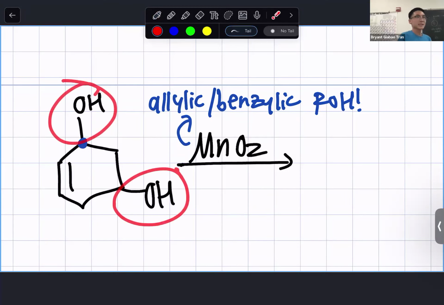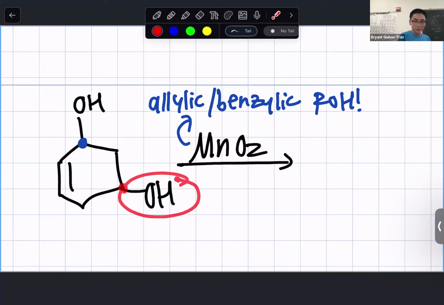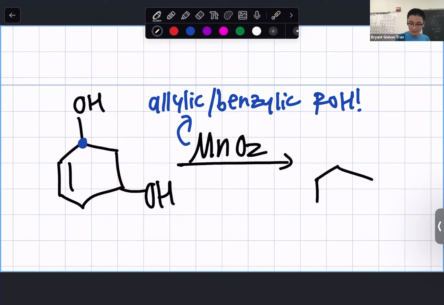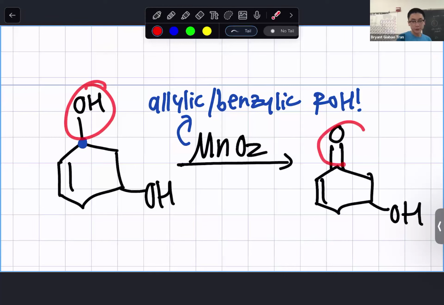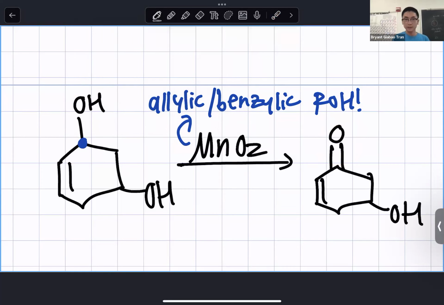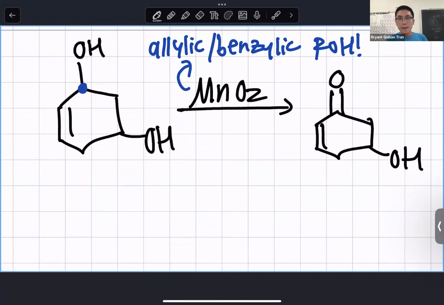Will this alcohol also get oxidized? Is this position allylic? No, since it's not allylic, this alcohol would not get oxidized, right? We only oxidize the allylic or benzylic alcohols. So that alcohol will not react. It will stay the same right there, untouched. But this allylic alcohol here gets converted to a ketone there.